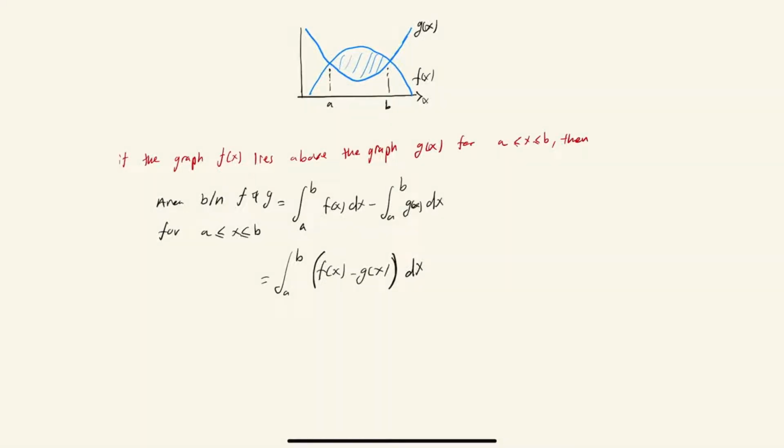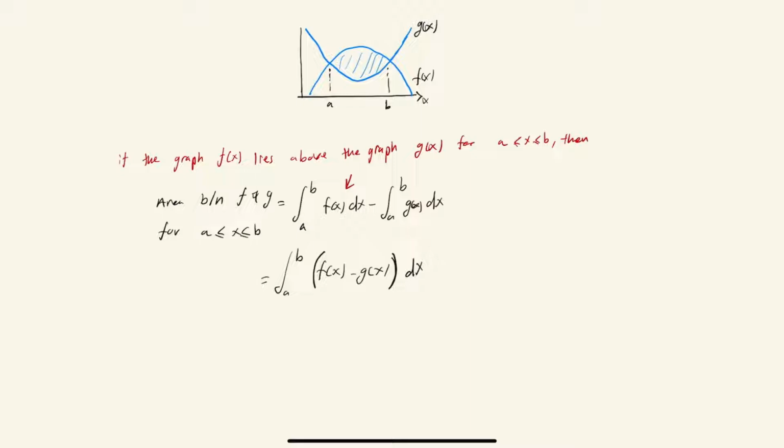Here we have this graph, and we want to find the area shaded in blue between the function f of x and g of x. Here we notice that the function f of x is on top of the function g of x on the interval going from a to b.